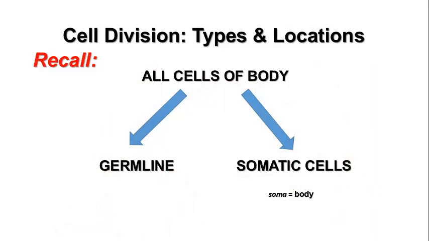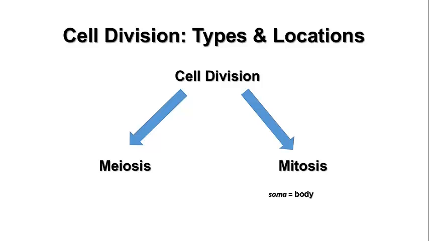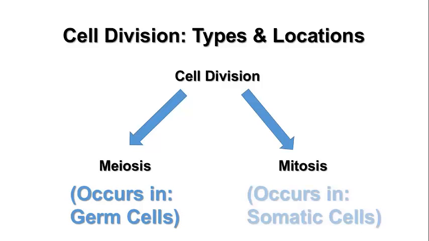We then talked about the different types of cell divisions that were characteristic of these two very different types of cell populations. We said that in germ cells, we see a division strategy known as meiosis, and then in somatic cells, we see a division strategy known as mitosis. All right, so that meiosis occurs in germ cells and mitosis occurs in somatic cells.